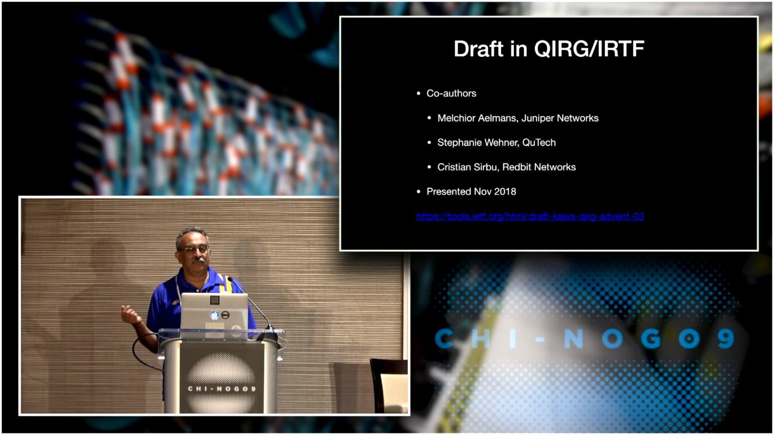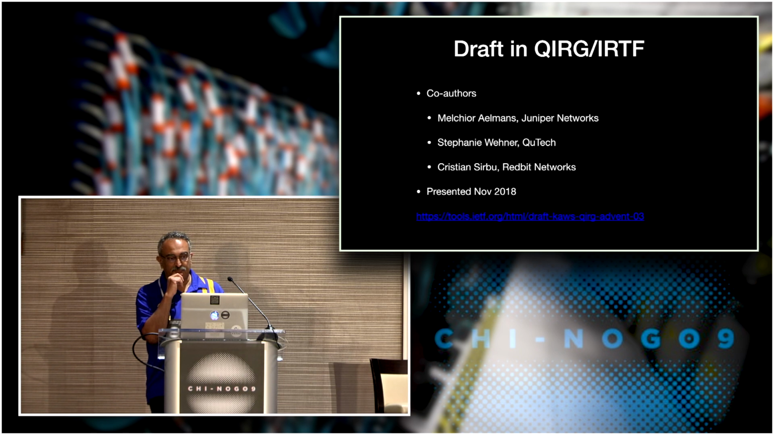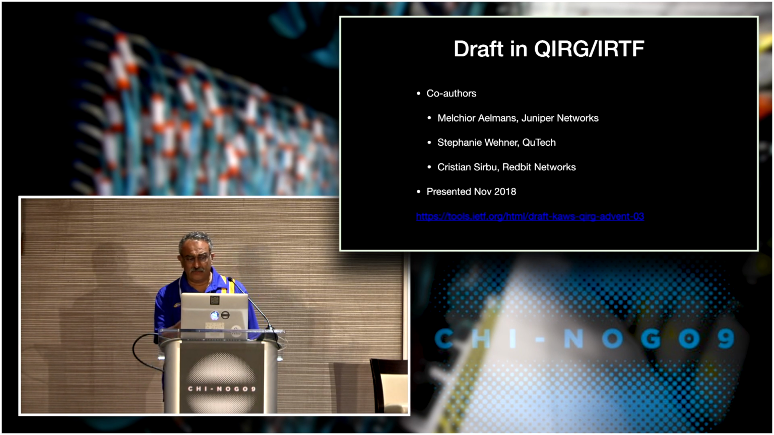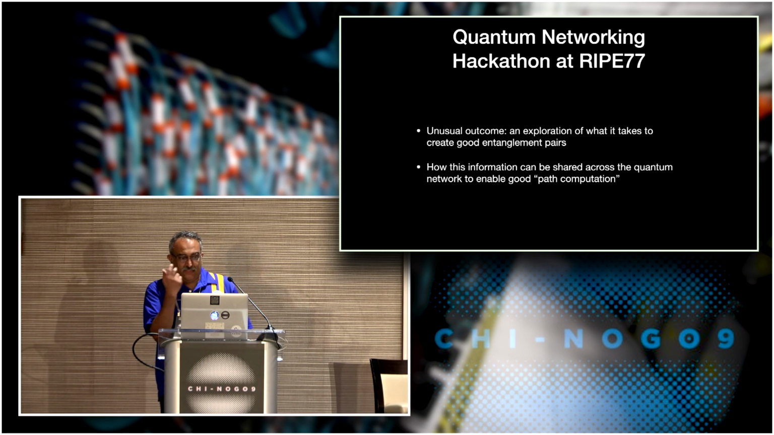So I did what I do fairly consistently, which is, okay, let's write a draft. There is actually a working group in the IRTF called the Quantum Internet Research Group. The IRTF is the research task force. So we presented this there. At the bottom, you can see the URL for this. The thing was to figure out what do you need to do to create quantum entanglement, and then from there, what do you need to make that entanglement multi-hop?